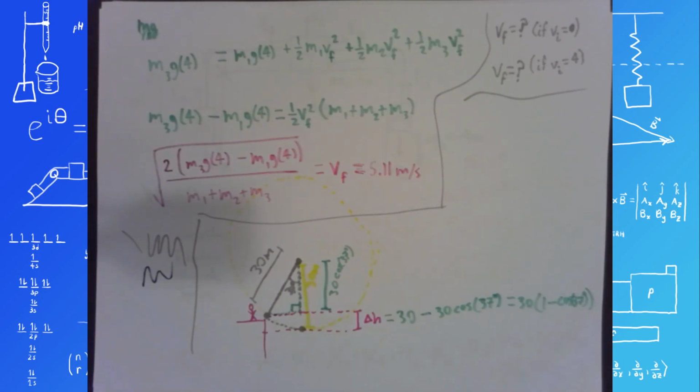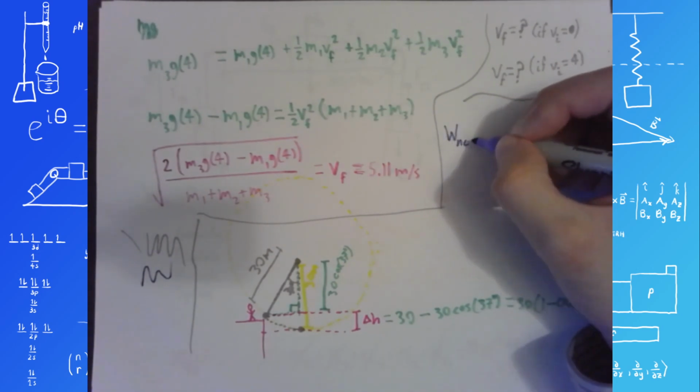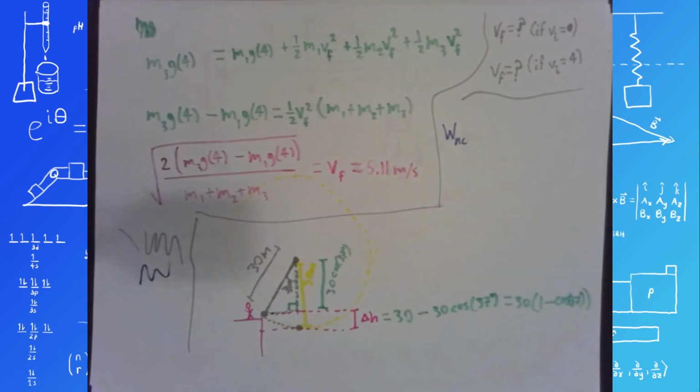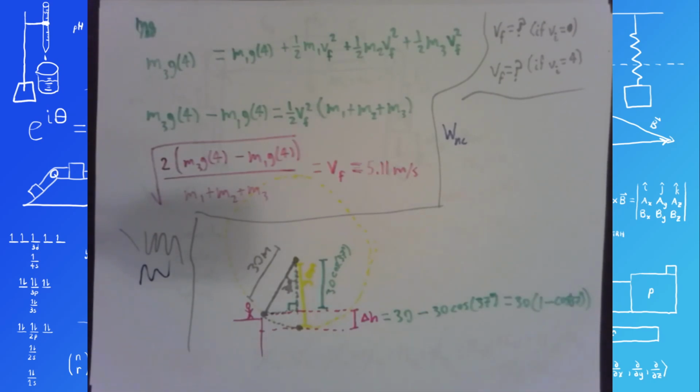But once you've got that figured out, the rest of the problem isn't too bad. So I guess I'll switch to this lavender color. First of all, I need to check if my mechanical energy is conserved. A lot of times students will jump to just assuming that it's conserved. Don't do that. We need to check what is the non-conservative work equal to.